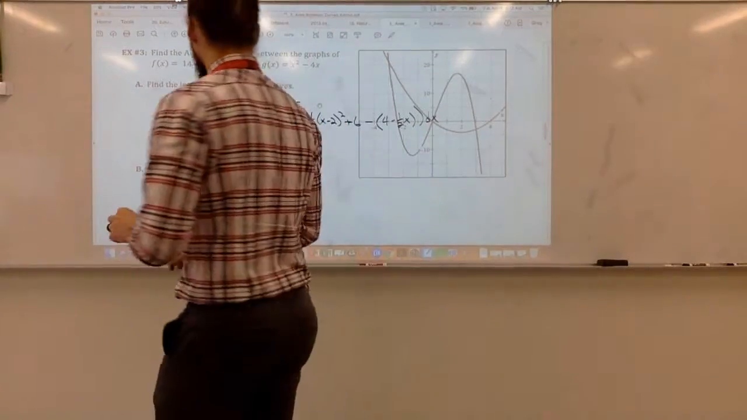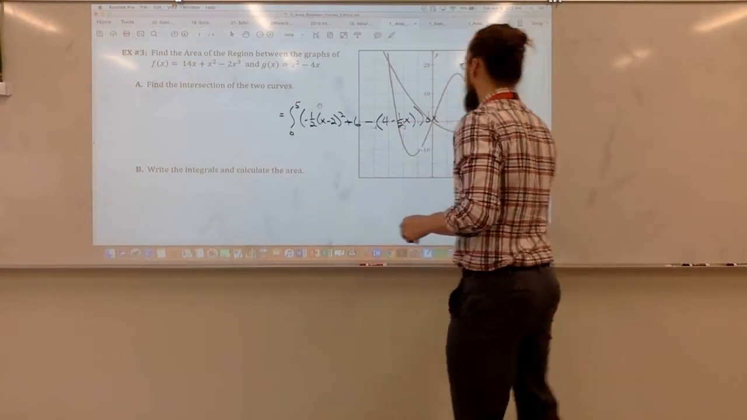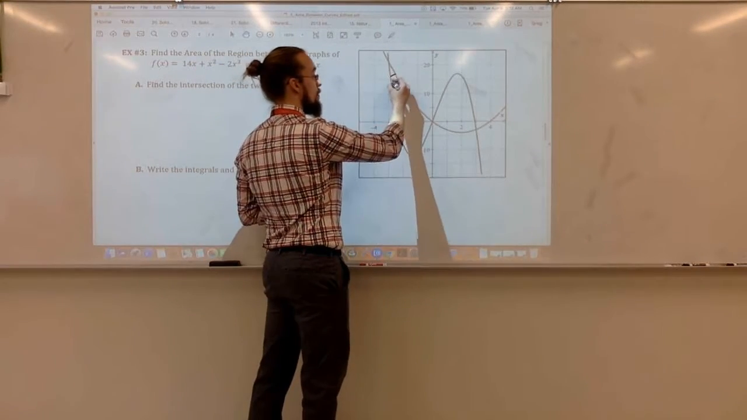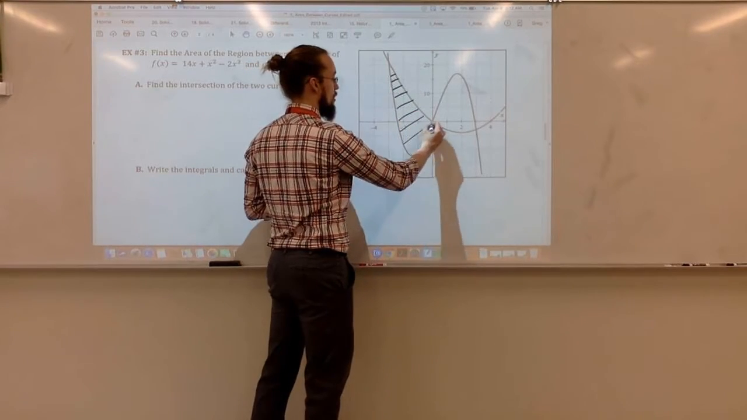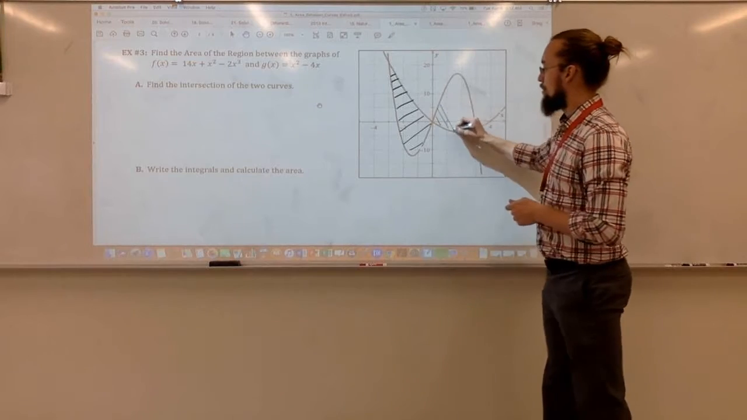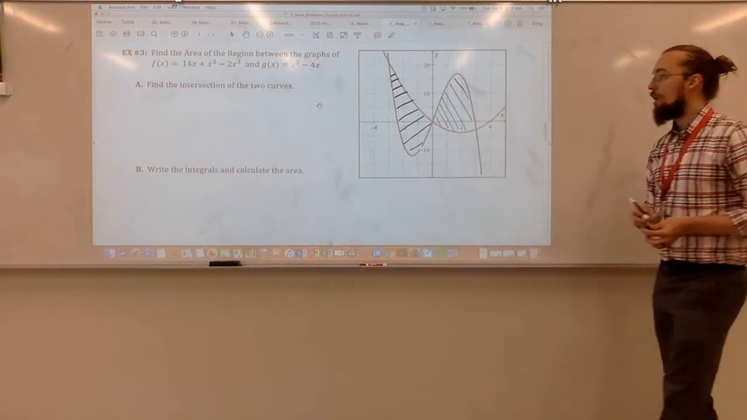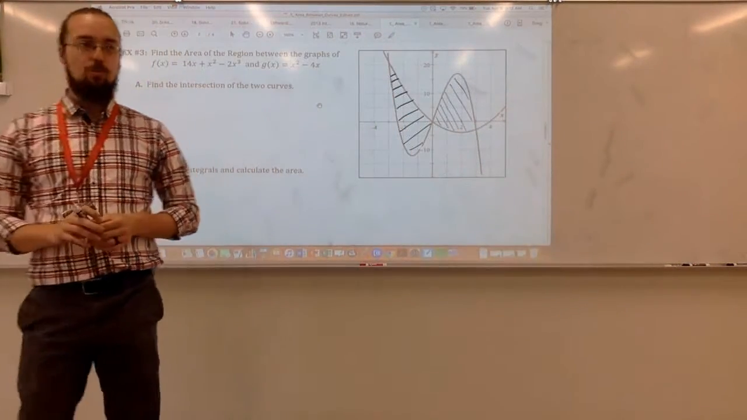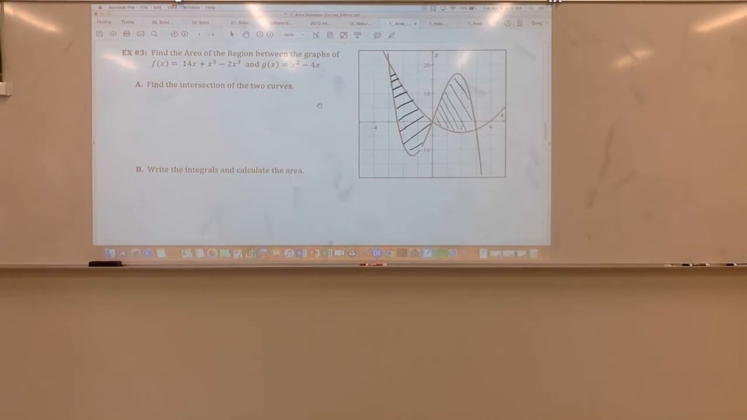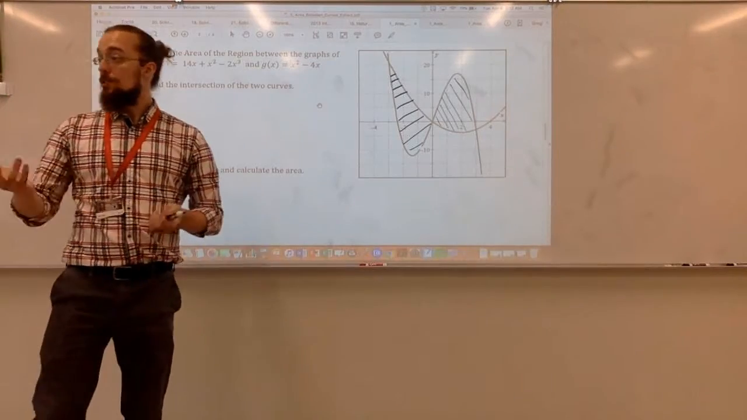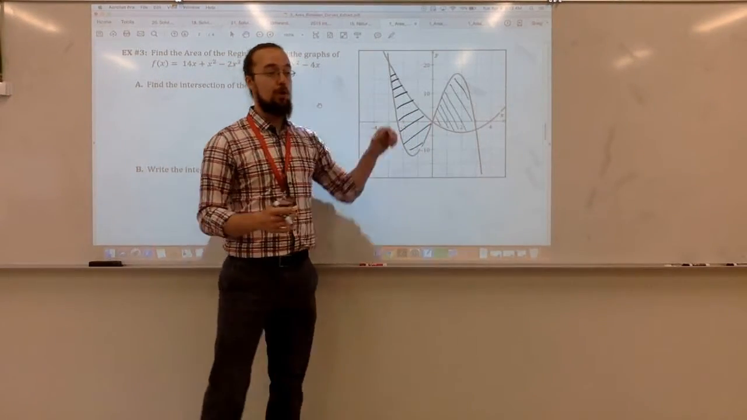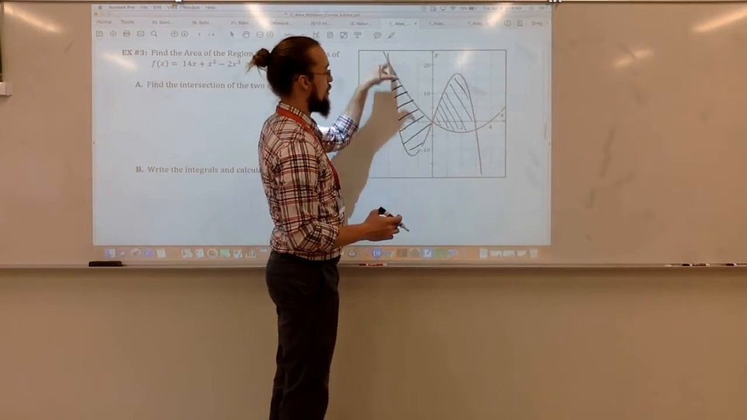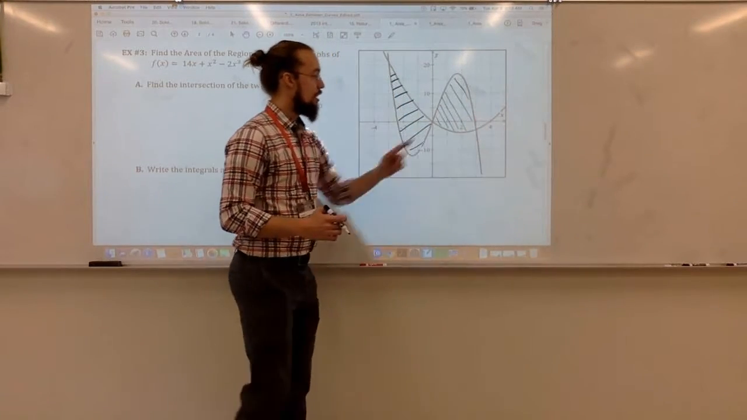On this next example, we are asked to find the area between these two curves. Now, we've got two different regions. We've got this region over here, and then I've got this region over here. I will have to split these up into two separate integrals. Why would I have to split this up into two separate integrals to solve? Because they cross, because the top curve changes. Over on this side, the top curve is this function. Over here, the top curve is this function.